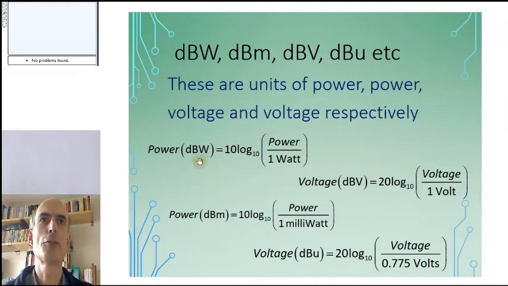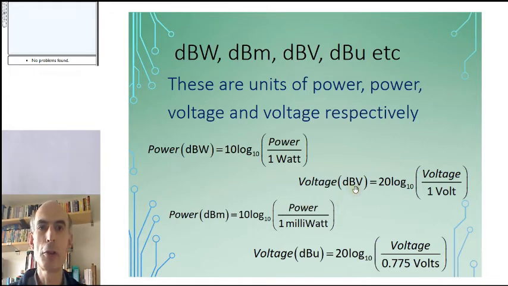For example, the first one. We can express powers in dBW. The W tells you what the reference power is. In this case, the reference power is 1 watt. So we take the power ratio of our power that we want to measure to the reference power of 1 watt, take the log of that multiplied by 10 because it's a power ratio, not a voltage ratio, and that would allow us to express this power in dB watts, this derived unit dB watts.